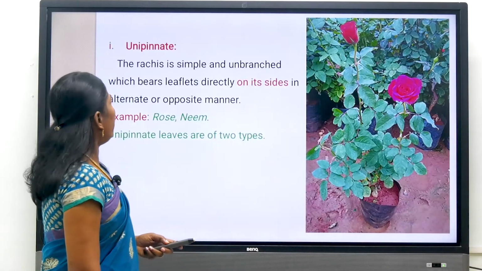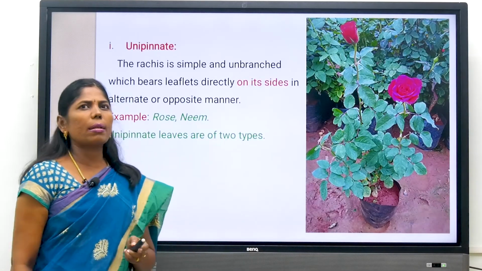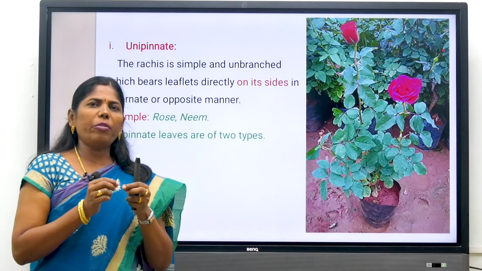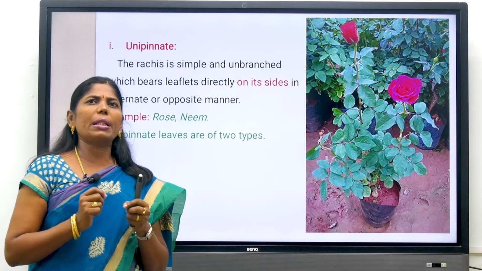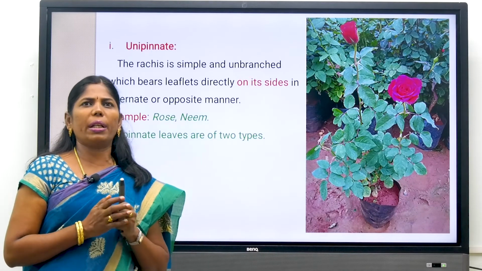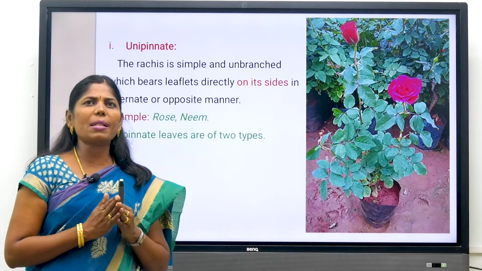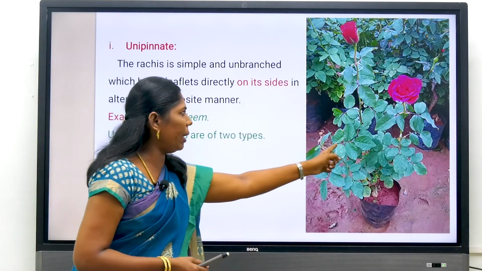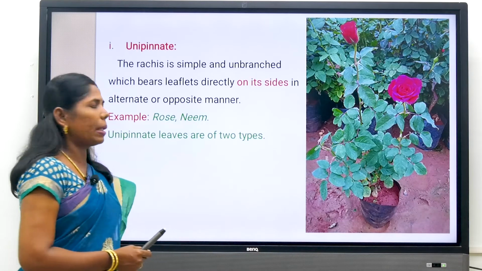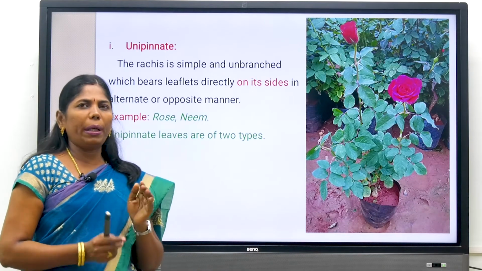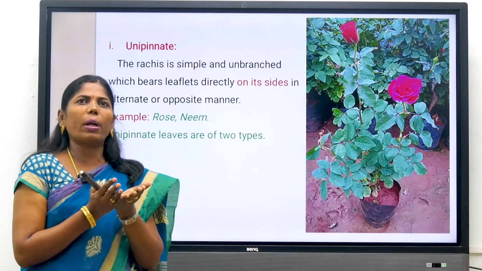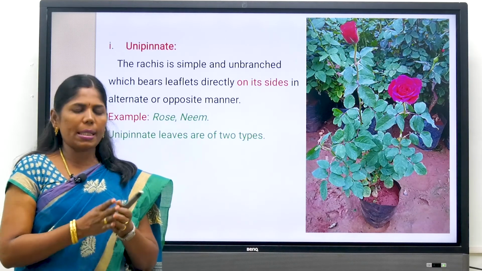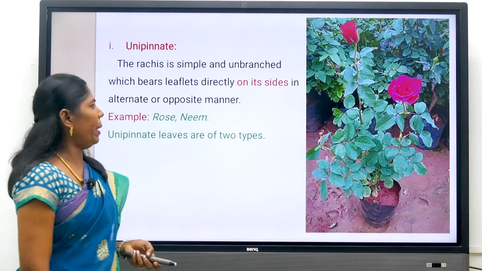So what is unipinnate? Unipinnate, the rachis is simple and unbranched. A simple leaf means one leaf arises from a node. It is unbranched, they don't have any branches, and it bears the leaflets directly on its side. If the leaflets start arising only on one side, that is unipinnate. In the unipinnate manner they face only one side, it may be alternate or opposite, we can see it on one side. So that is the unipinnate condition.